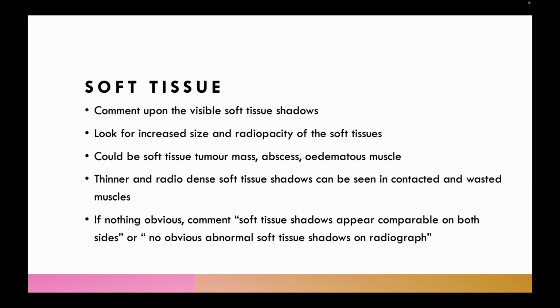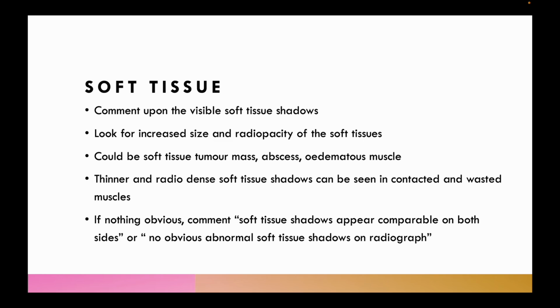Then coming to the S, that is soft tissue, you have to comment upon the visible soft tissue shadows. Look for any increase in the size and radio opacity of the soft tissue, which could be because of soft tissue tumor mass, could be because of abscess, and could be because of any edema in the soft tissue, which could be muscle, fascia, etc.